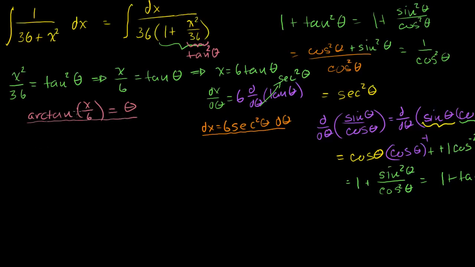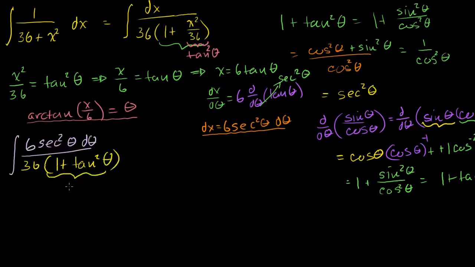So what does our integral reduce to? Our integral now becomes the integral of dx. What's dx? It is 6 secant squared theta d theta, all of that over this denominator, which is 36 times 1 plus tangent squared of theta. Now, we know that this right there is secant squared of theta. I've shown you that multiple times. So if this is secant squared of theta in the denominator, we have a secant squared of theta in the numerator. They cancel out.